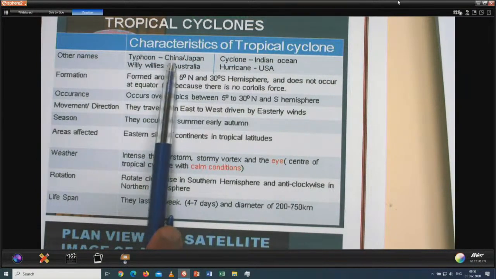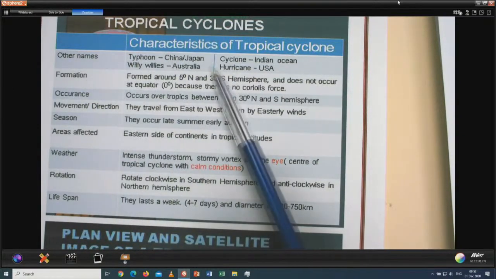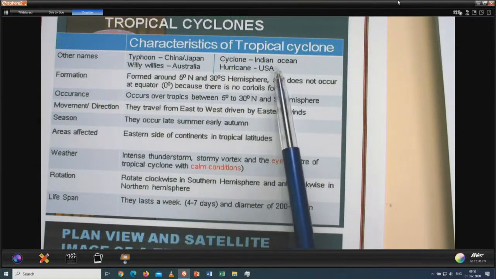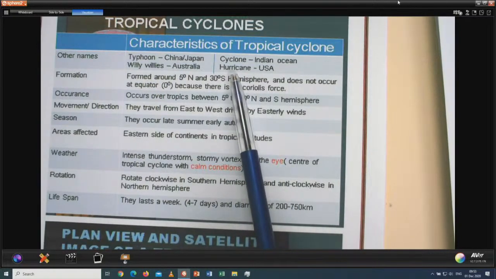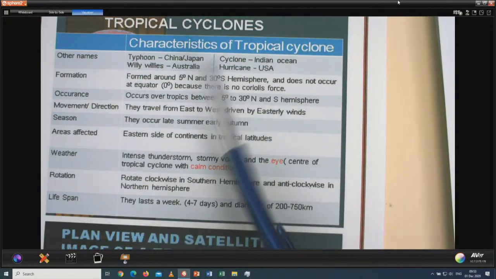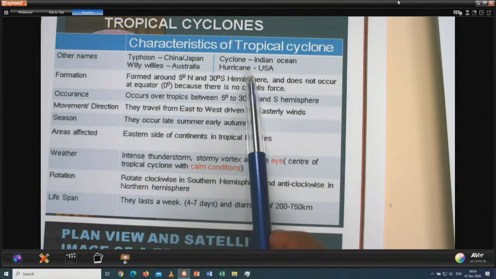In and around China and Japan, they are referred to as typhoons. In Australia, willy willies. In the Indian Ocean, cyclones. In the Caribbean islands, the Gulf of Mexico, and the United States of America, they are known as hurricanes. Please make sure that you notice the places around the Caribbean islands. Sometimes they may say Haiti. You must know where Haiti is. They may talk about Cuba, Jamaica, etc. It's important that you know your map.